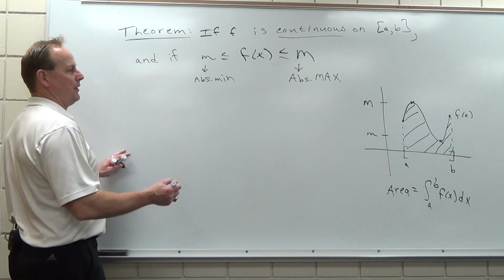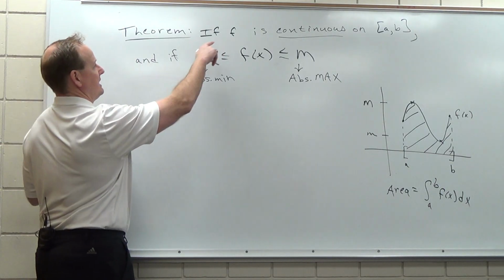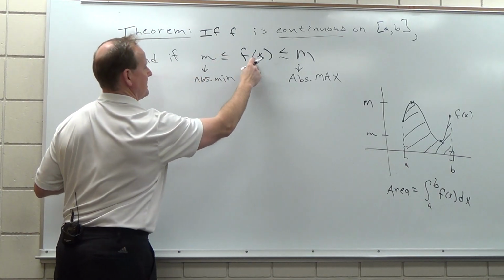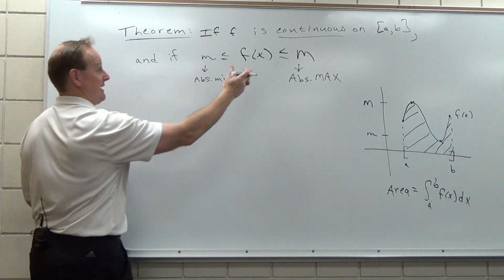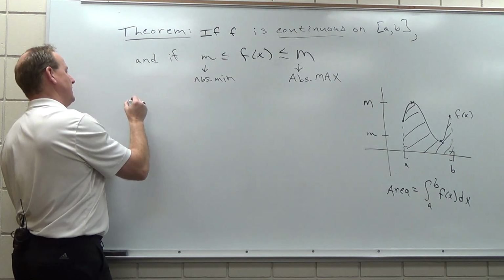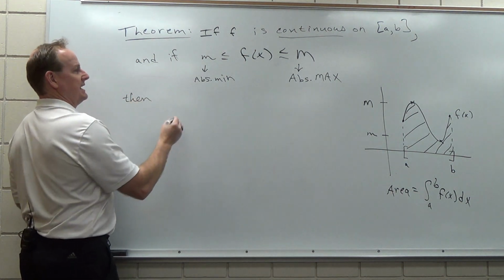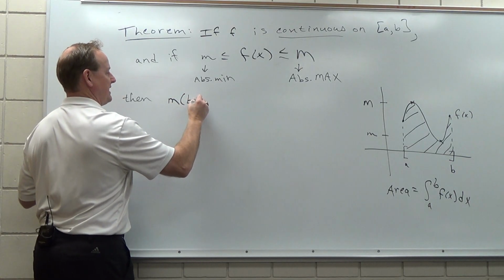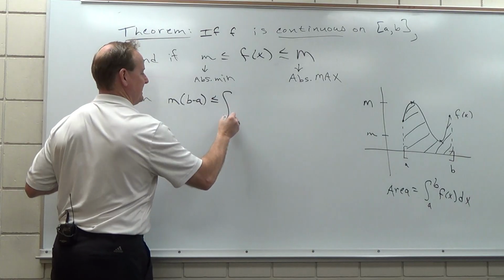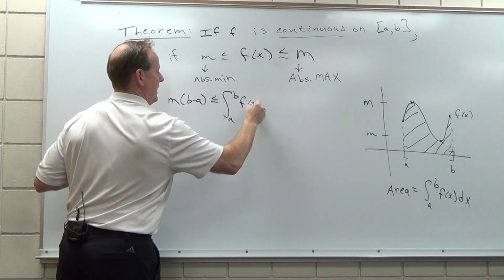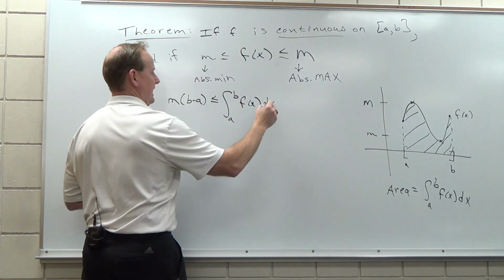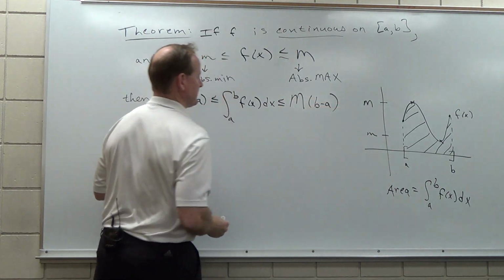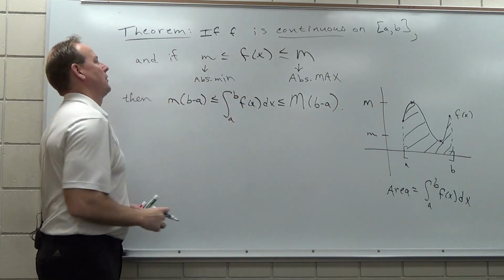And so what we know is if f is continuous and the absolute minimum is less than or equal to f of x, which is less than or equal to the absolute maximum, which is always going to be the case here, then little m times b minus a is going to be less than or equal to the definite integral from a to b of f of x with respect to x, which is going to be less than or equal to the absolute max times b minus a. So this is the conclusion here for our theorem.